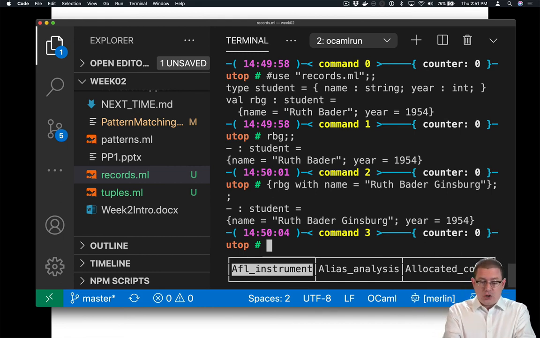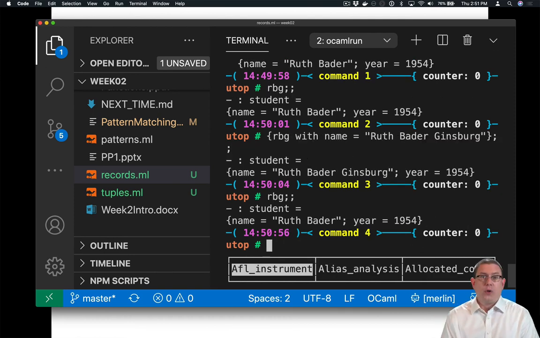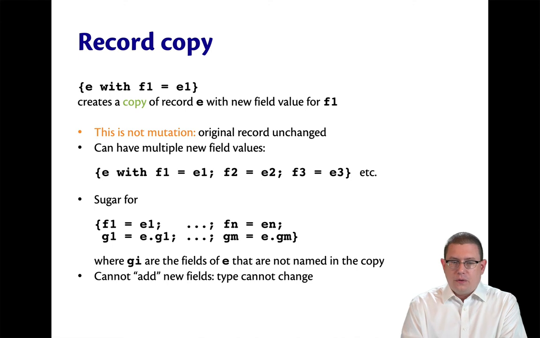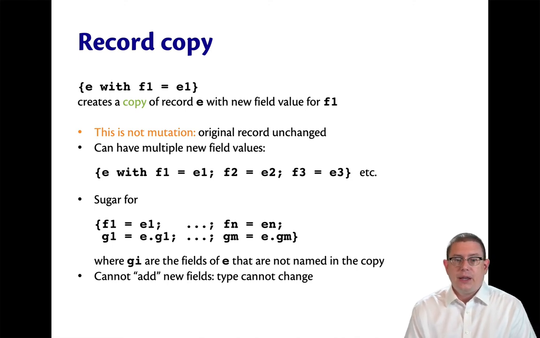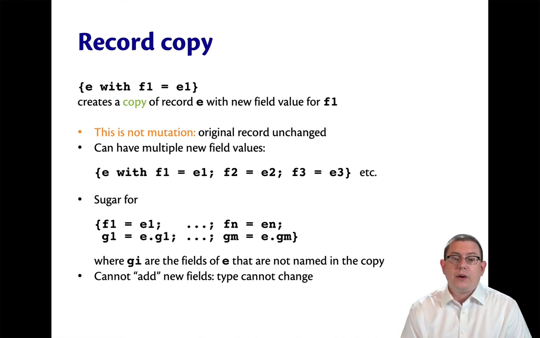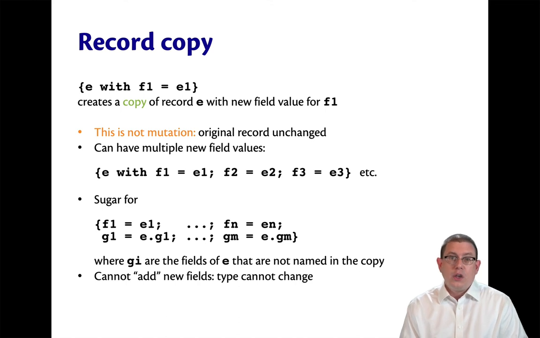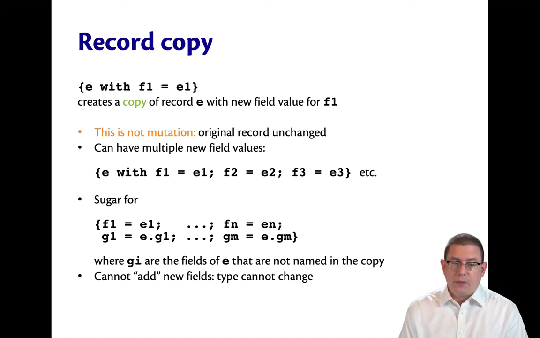Now, this didn't go back and change the original record. It's immutable, as always, still just Ruth Bader. So record copy is not mutation. It leaves the original record unchanged. You can also replace many values if you want at the same time inside of the record by just chaining them on with semicolon, field name equals some expression.